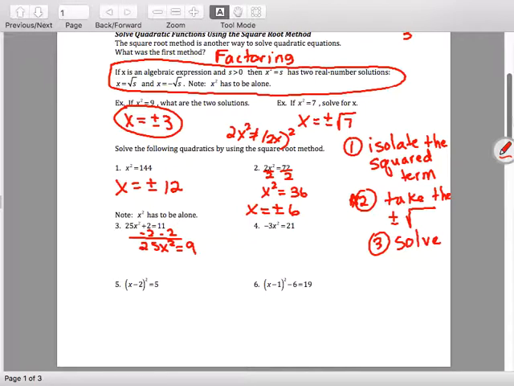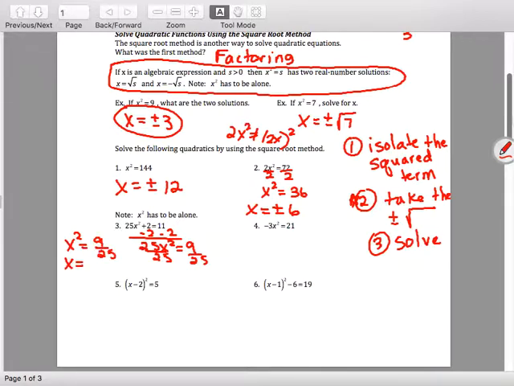Then Sophia, what is my next step? Take the square root. No, I can't do that yet. I'm not done with step 1 yet. I'm still trying to isolate. Divide by 25. Yeah, okay, so Sophia, when we say step 1 is isolate the squared term, that means I need to get x squared alone. I'm not ready for step 2. So my step 1 took more than 1 line, okay? So this is giving me x squared equals 9 over 25.